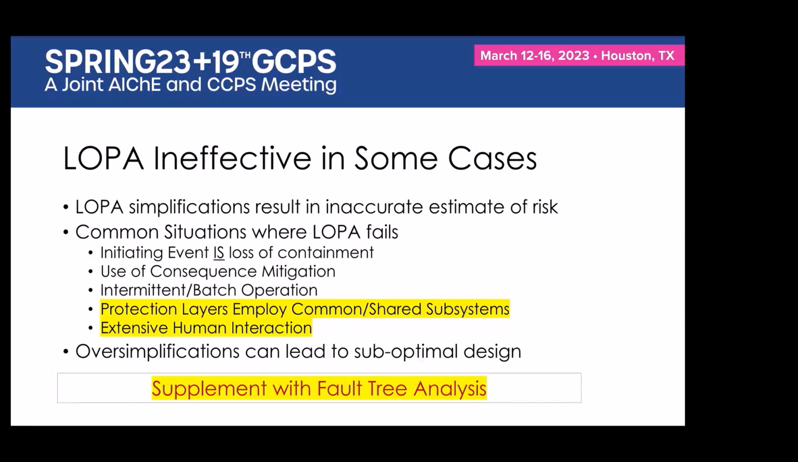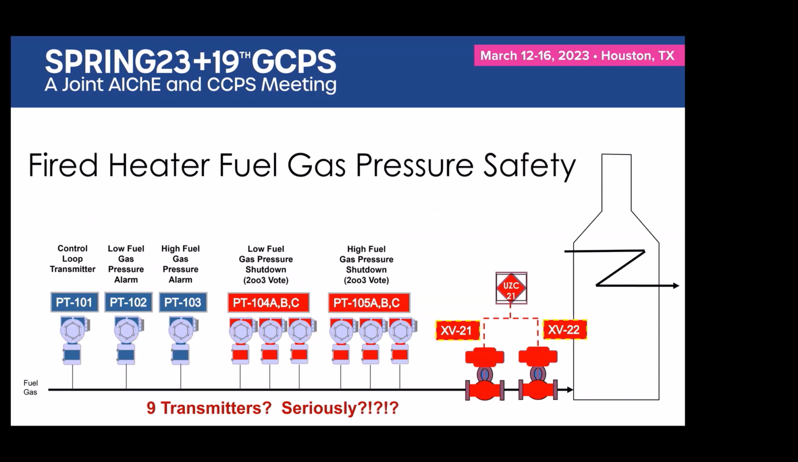Now, the oversimplifications that we do in a LOPA sometimes are going to lead to suboptimal design. Let me give you a perfect example. One of the people that I believe is in attendance from a refiner once asked me the question, you're looking at 9 transmitters here, but he noted that usually they have 5. And I'm like, yeah, that's a problem, but you can't really deal with that problem until you leave LOPA and do something different. Okay, so here's an example.